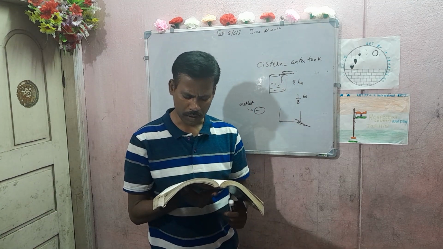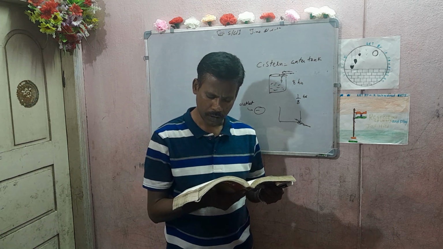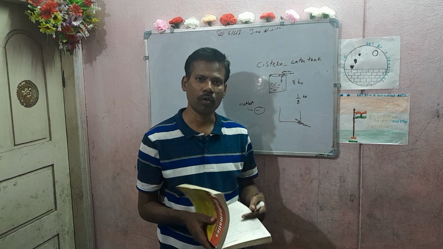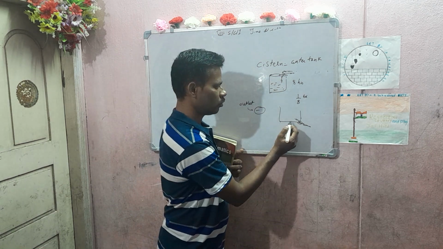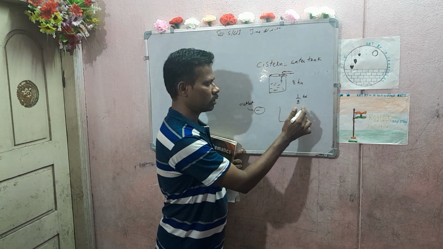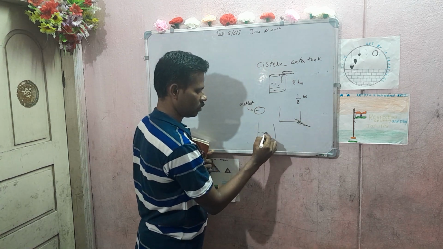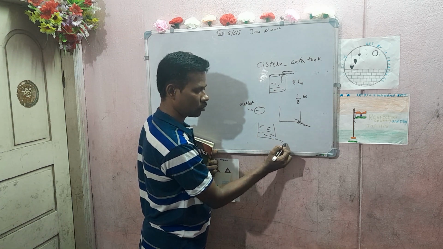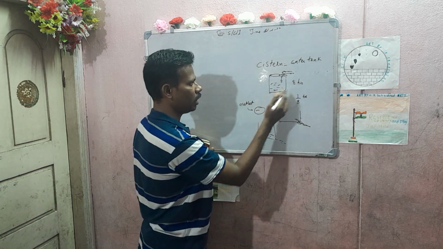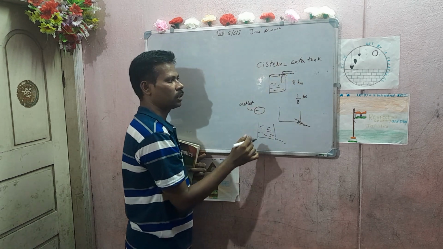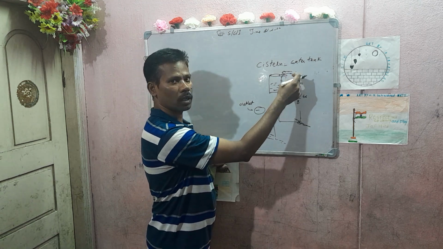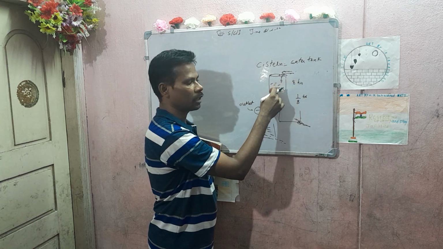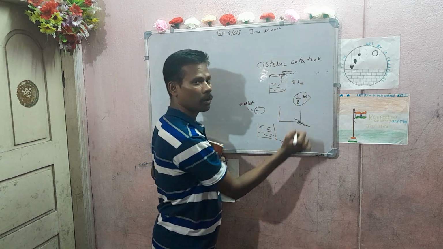So I will give an example. Outlet means water is flowing outside of the tank. Suppose the tank is filled like this and there is some hole, water is draining out, so it is outlet. Inlet means water is flowing into the tank. Same case, if the water is flowing into the tank and it takes 8 hours to fill the tank, in 1 hour it will fill 1/8 part of the tank.